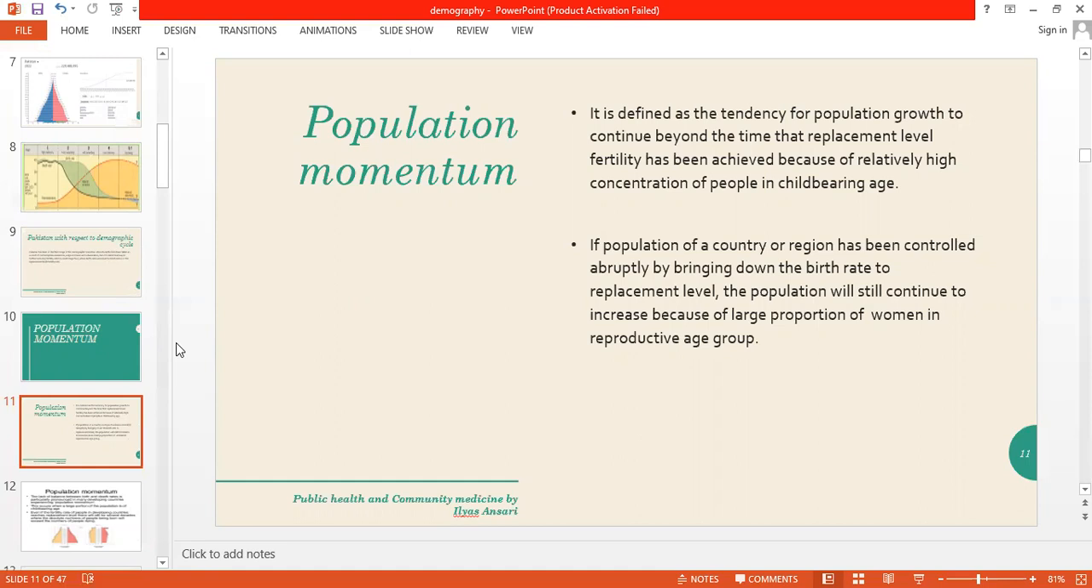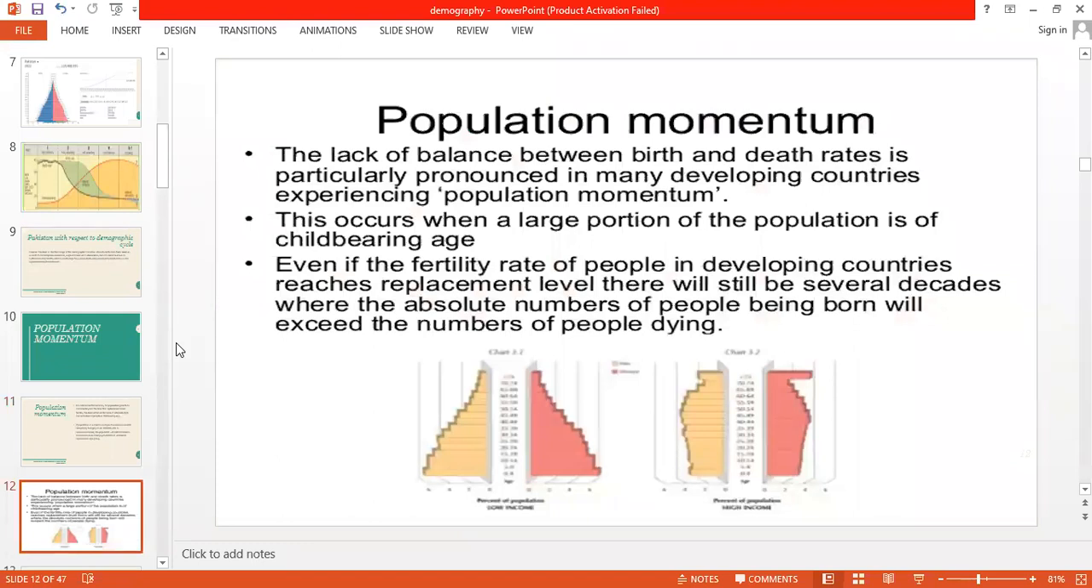If the population of a country or region has been controlled abruptly by bringing down the birth rate to replacement level, the population will still continue to increase because of the large proportion of women in the reproductive age group. The lack of balance between birth and death rate is particularly pronounced in many developing countries experiencing population momentum. This occurs when a large portion of the population is of childbearing age.